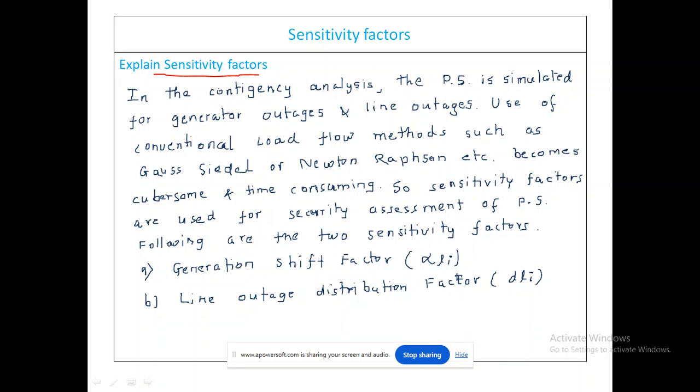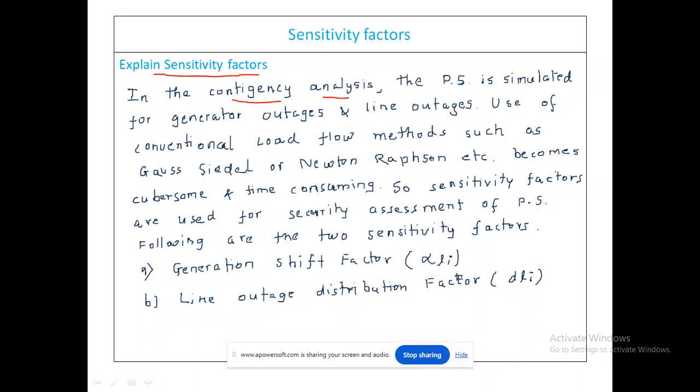So in the previous video, we have seen the contingency analysis. What is contingency analysis? It is the process of simulating or analyzing the power system for a fault before it actually occurs. So we are taking a precaution that if any fault takes place in the power system, there should not be any interruption or any violation of operating power system parameters. So this contingency analysis is performed.